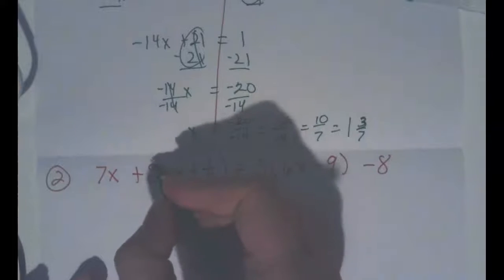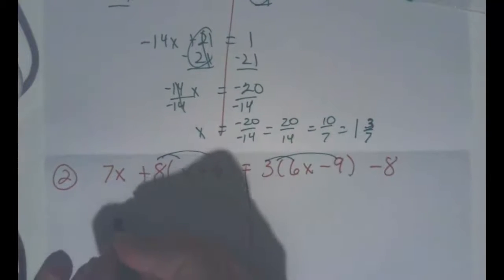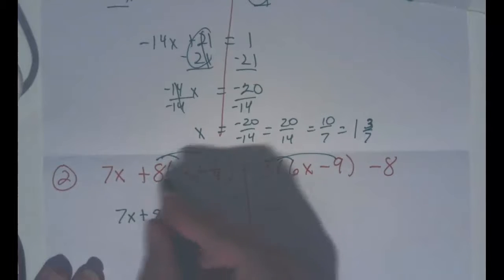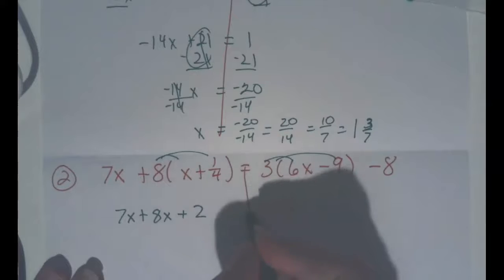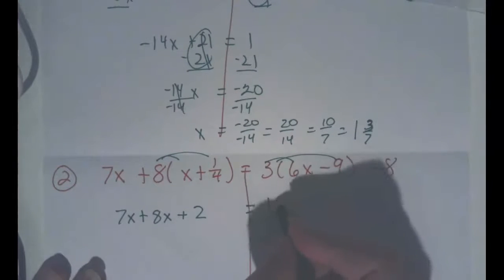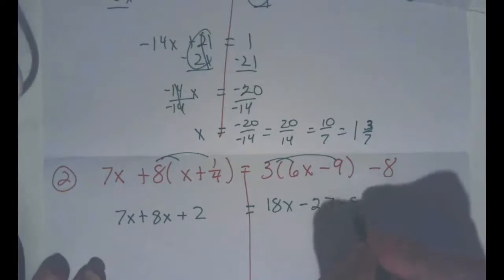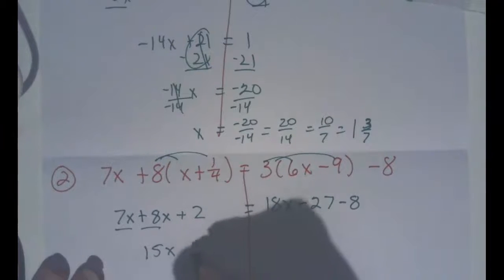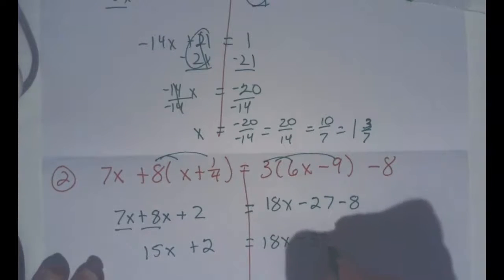Okay, so again, my first step here is going to be to distribute. So I'll have 7x plus 8 times x is 8x. 8 times 1/4 would be 8 over 4, which is 2. 8 divided by 4 is 2. 3 times 6x is 18x. 3 times negative 9 is negative 27. Okay, then I'm going to combine my like terms. 15x plus 2 equals 18x minus 35.